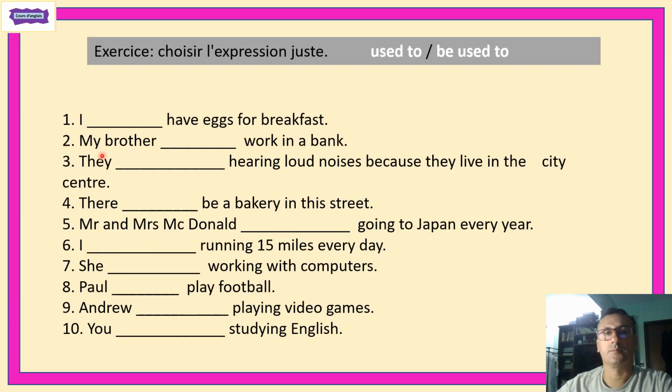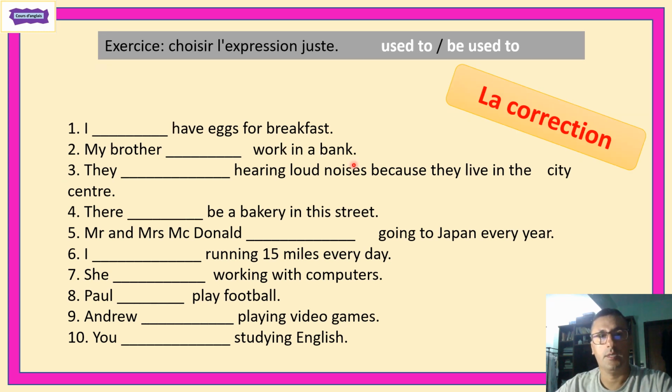Exercice maintenant. Choisir l'expression juste, used to ou bien be used to. Par exemple, 1. I have eggs for breakfast. Est-ce qu'on va dire I used to have eggs for breakfast ou bien I am used to have eggs for breakfast? Donc, la bonne réponse c'est I used to have eggs for breakfast. Comme avant, vous pouvez bien sûr mettre pause et essayer de trouver la bonne réponse.